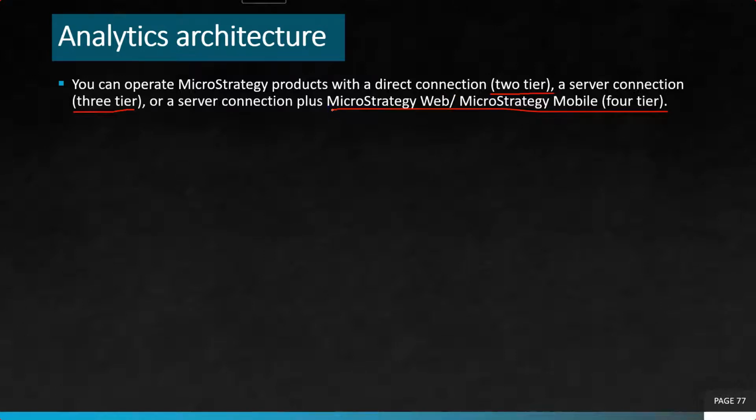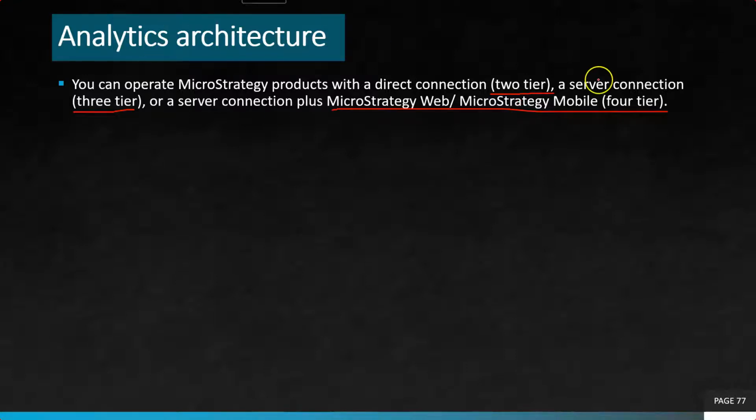What's the difference between two-tier, three-tier and four-tier? If you are going with two-tier, then the connection between your metadata and your intelligence server will be direct. The direct connection basically consists of your MicroStrategy Developer directly connected with your metadata and your data warehouse. There is no separate database server for your metadata and your data warehouse.